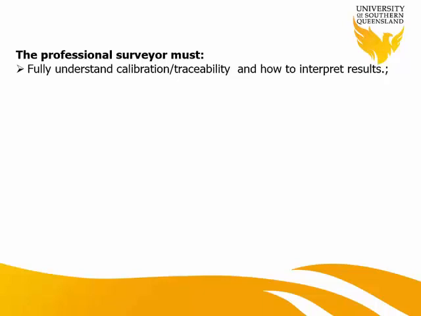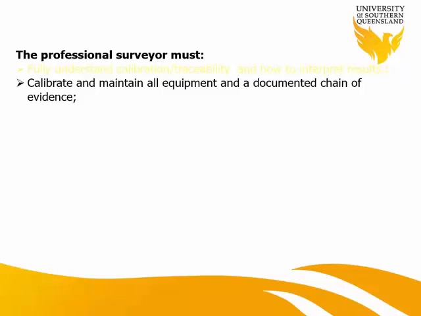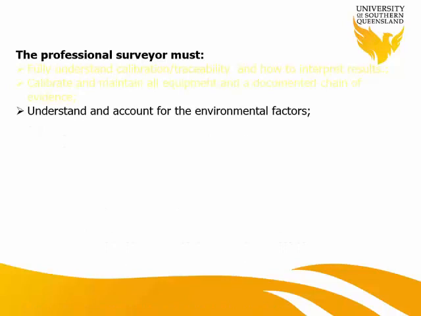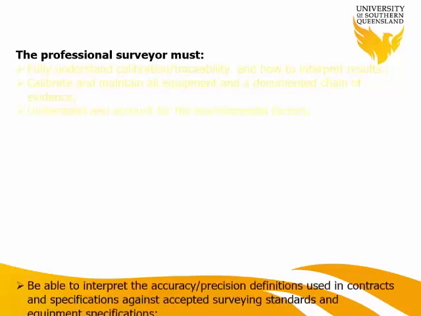you to fully understand the calibration and traceability and how you can interpret the results from the specification and regulation, if you need to read through and make sure that you meet those requirements and standards. You have to be able to calibrate and maintain all equipment and try to have a documented chain of evidence for the legal traceability. And then again, you have to make sure that there are always environmental factors. So whatever you see in the manufacturer specification is not what's happening in normal life. So you might have a different environment which affects the final results that you can achieve.